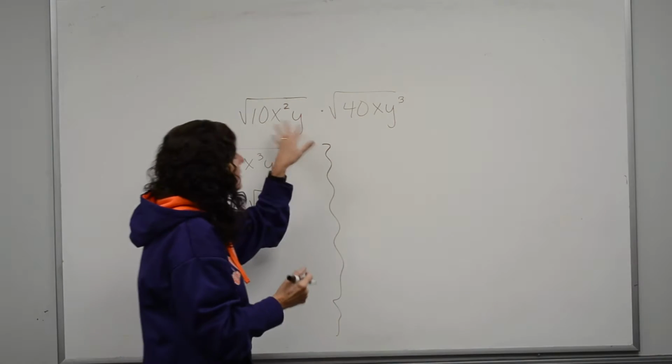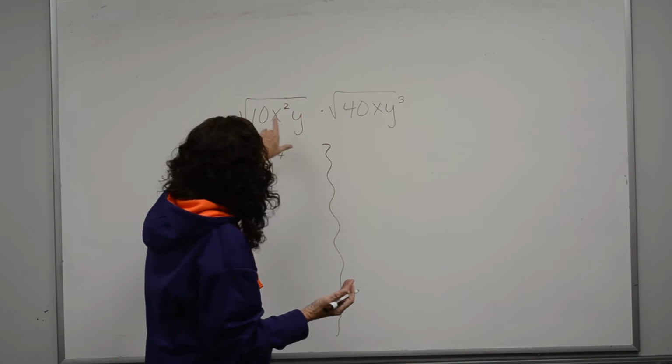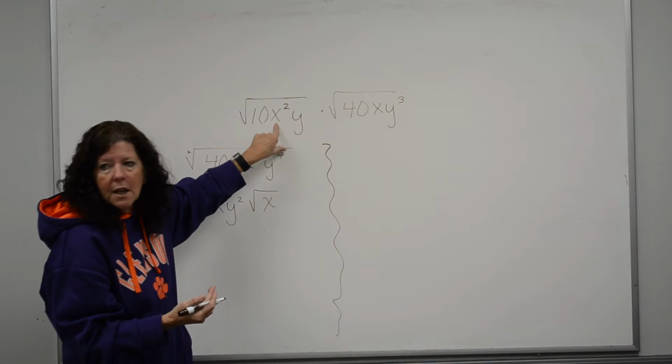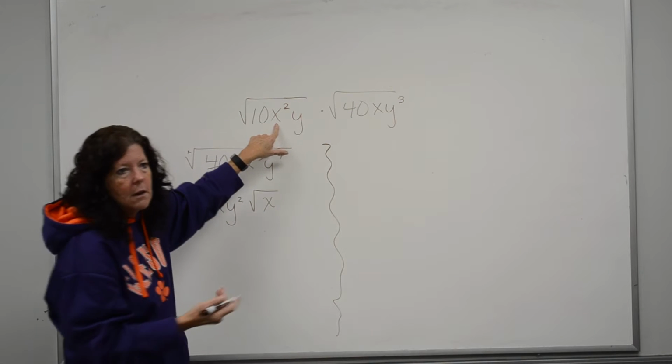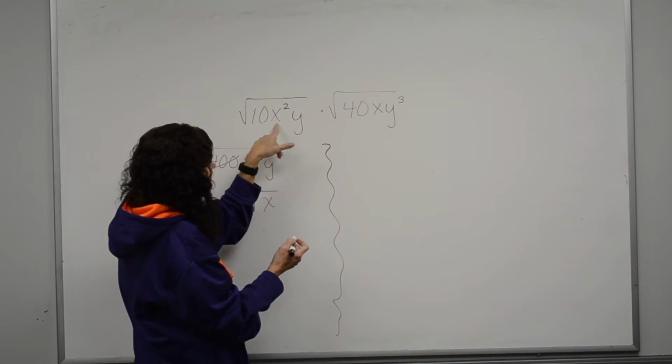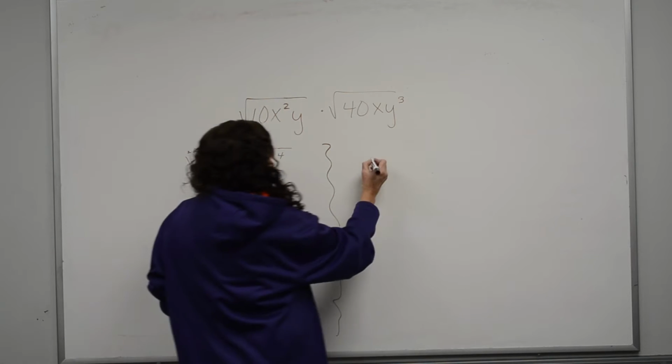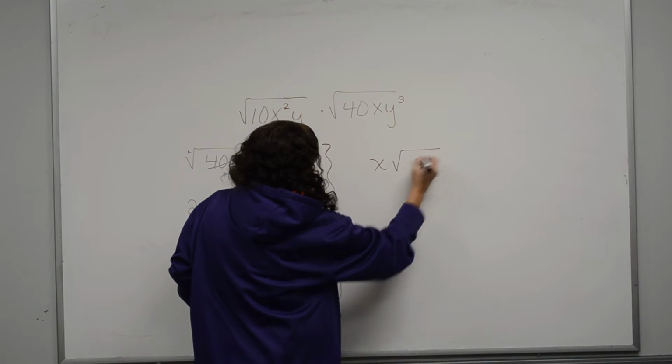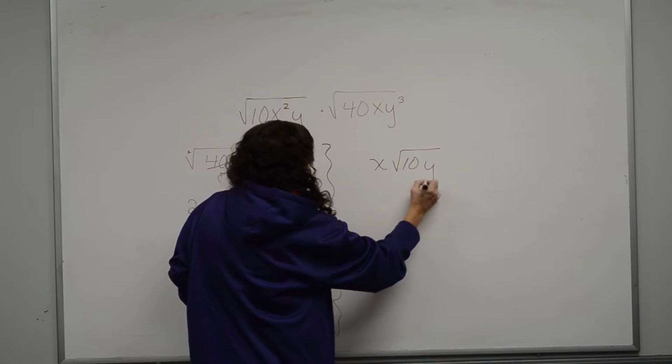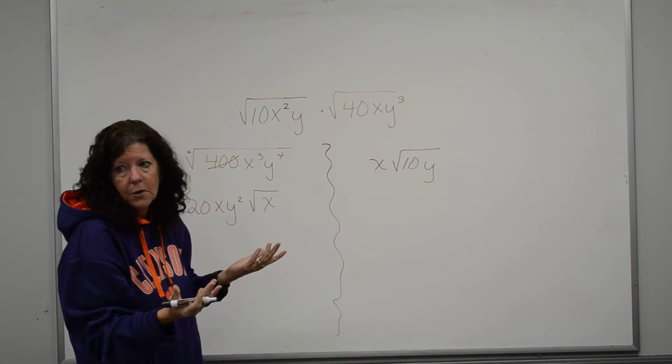The other way to do it is to try and reduce first. So the only thing I can do on this first one is I can pull out the x, right? Because I have 2 times x to the second. So I can go x times the square root of 10y. That's all I can do to the first one.